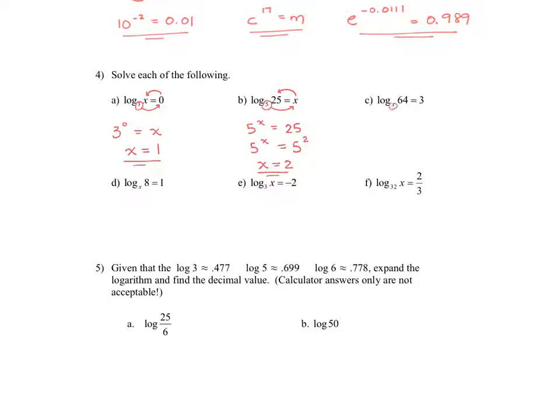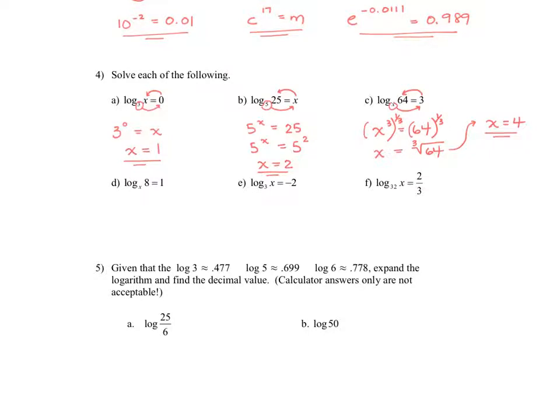Again, base raised to the power equals 64. So x to the third equals 64. If I raise both sides to the 1/3 power to get the exponent on the left-hand side to be equal to 1, I get x is equal to the cube root of 64. And the cube root of 64 is 4.